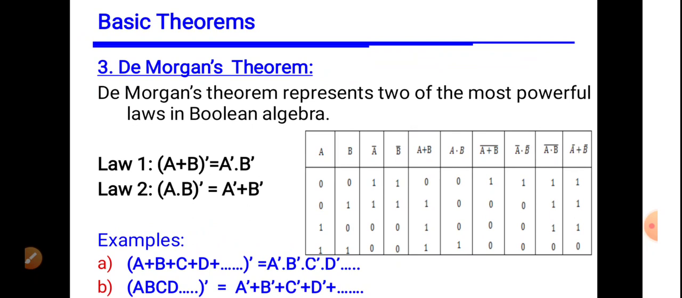In order to prove this Boolean function, I have written one example for the second law, that is (A dot B) whole complement, or in simple words here (A plus B) whole complement. Here, NAND gate is equivalent to the individual complements of an OR gate. Similarly, NOR gate is equivalent to the individual complements of an AND gate.